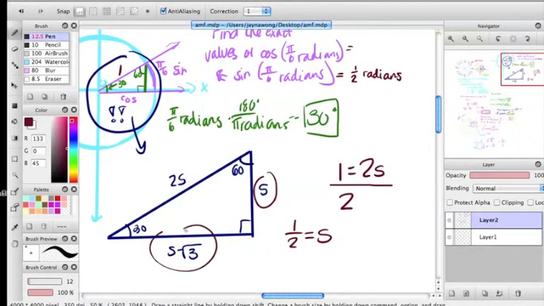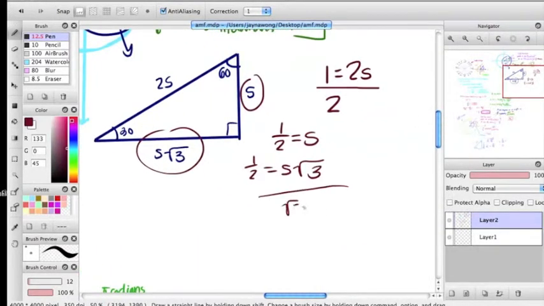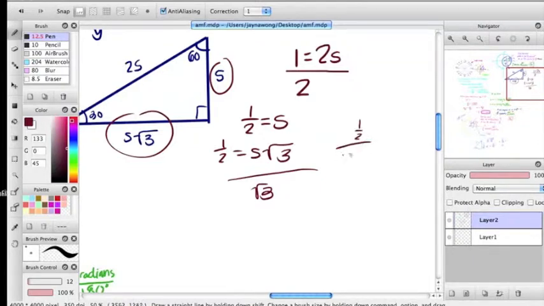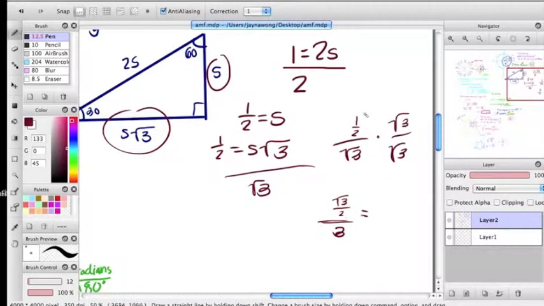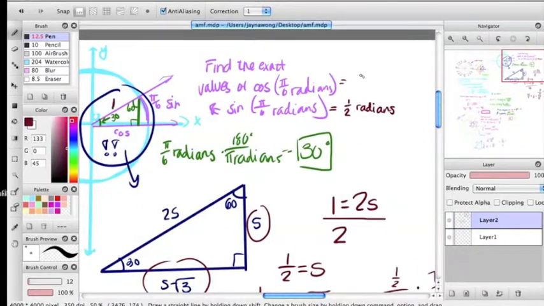Using the relations again, we know that 1 over 2 equals s times root 3. To get s by itself, we divide by root 3, and then because roots cannot be in the denominator, we multiply by root 3 over root 3. And now we have root 3 over 2 over 3. Then we'll work this out by multiplying by the reciprocal. So root 3 over 2 times 1 over 3 is equal to root 3 over 6, which means the cosine is root 3 over 6.